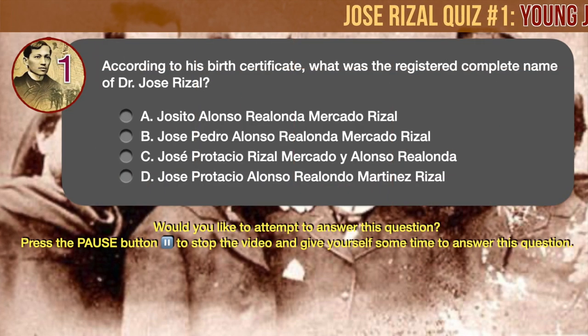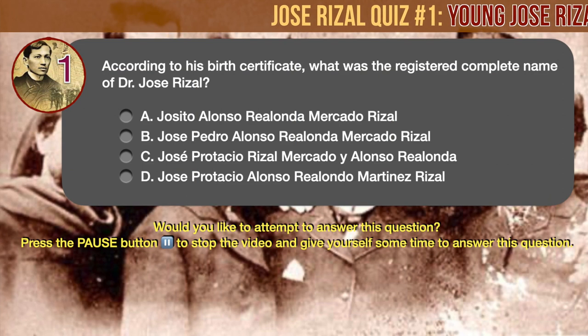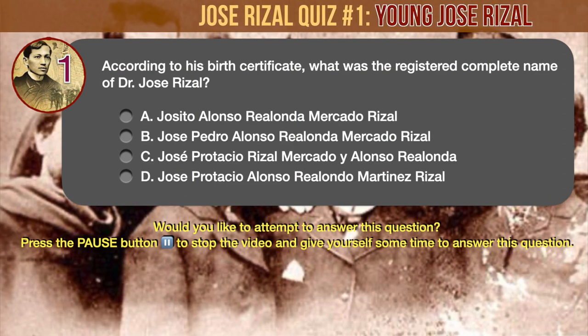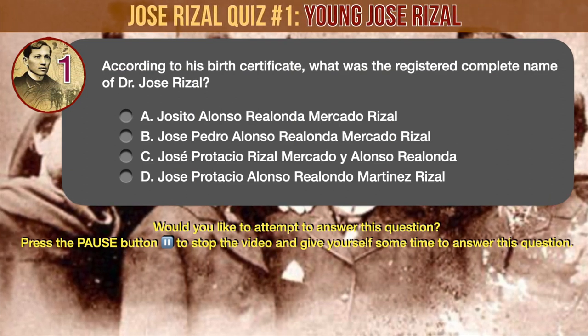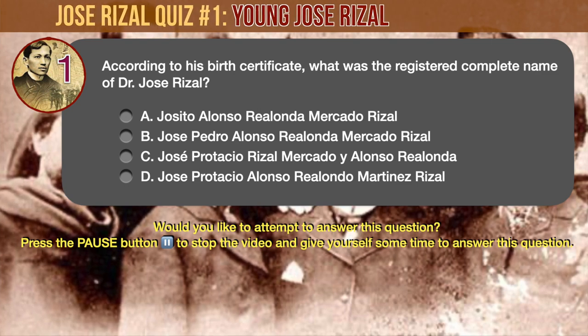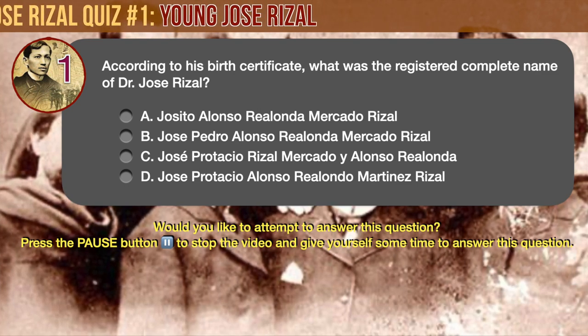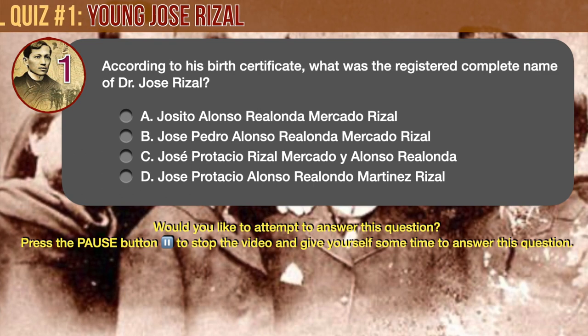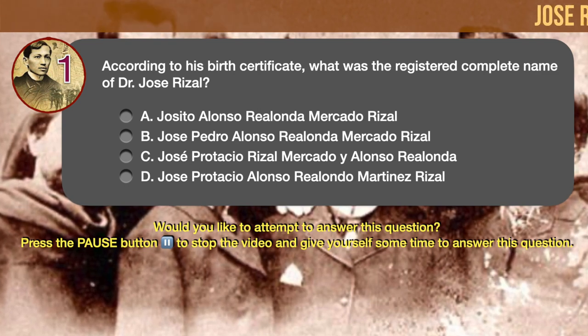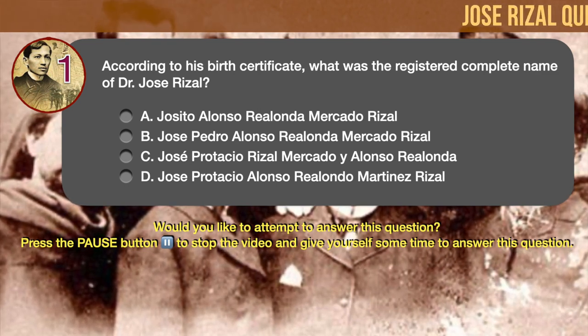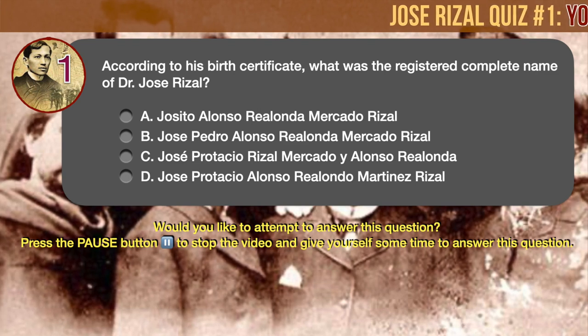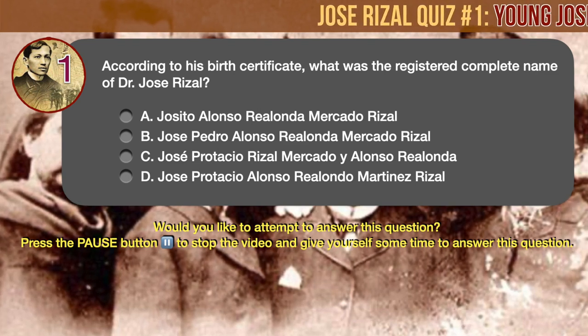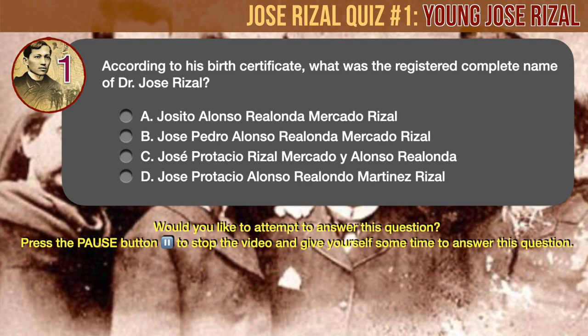Question number 1. According to his birth certificate, what was the registered complete name of Dr. Jose Rizal? A. Josedo Alonso Rayalon de Mercado Rizal. B. Jose Pedro Alonso Rayalon de Mercado Rizal. C. Jose Protasio Rizal Mercado y Alonso Rayalonda. D. Jose Protasio Alonso Rialondo Martinez Rizal.